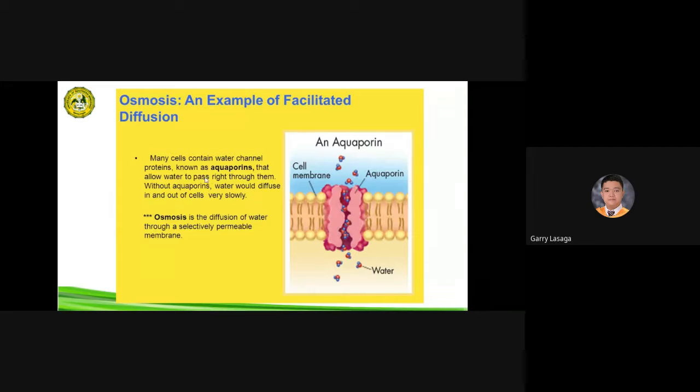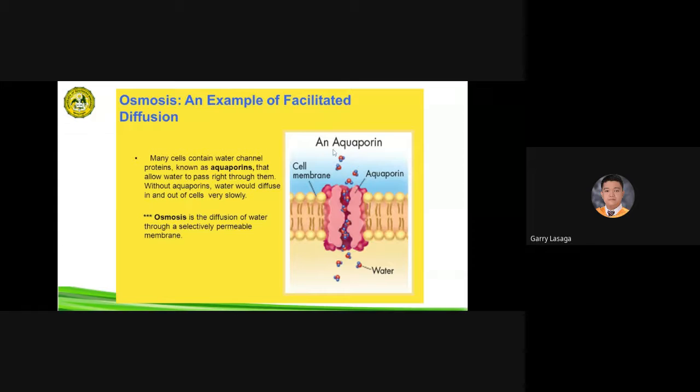This type of channel protein is known as aquaporins. Aquaporins allow water to pass through the cell membrane. Without aquaporins, water would diffuse in and out of the cells very slowly. In this diagram, we have the cell membrane, and the cell membrane contains the water channel aquaporin.